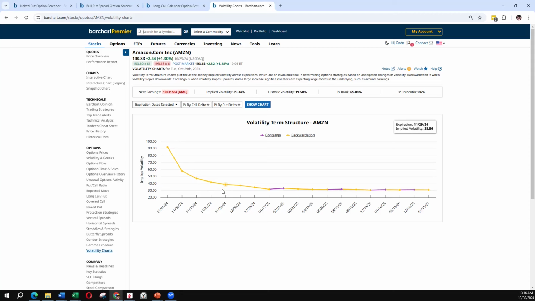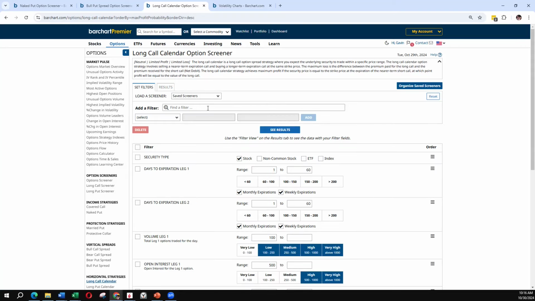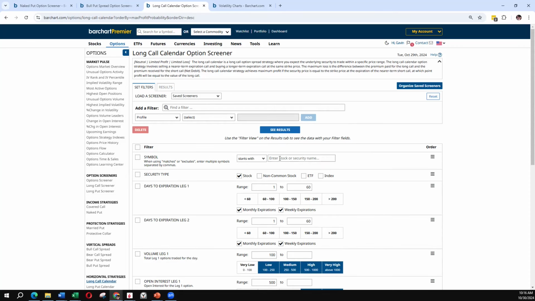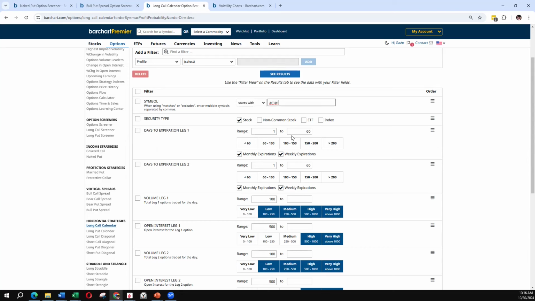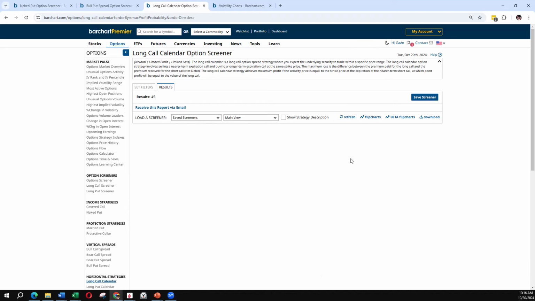So calendar spreads are perfect to take advantage of this situation where we're selling the short-term option with really high volatility and we're buying a longer-term option with the lower volatility. So if we go to our calendar spread screener, I'm going to try and find some calendar spread ideas for Amazon. We'll add our symbol again. And I'm going to say leg 1, I want to expire within the next 15 days. Leg 2 looks fine. And I'll just leave all the other parameters the same for now. And we'll see what sort of results we get.